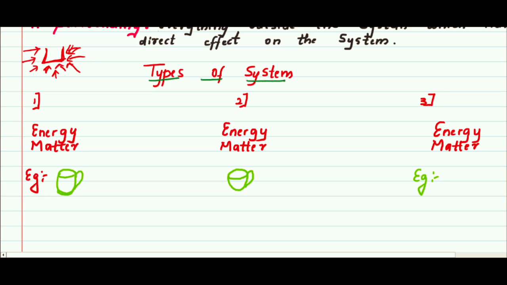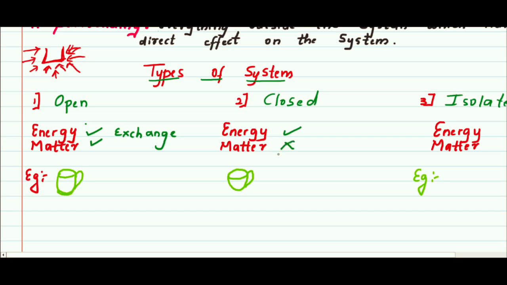Okay, so next thing is we will discuss the types of systems. So what are the types of systems and how many are there? There are three types of system. The first one is open system, the second one is closed system, and the third one is isolated system. In an open system, the energy as well as matter, both of them will exchange. But what happens in a closed system? Only the energy is exchanged but not the matter. What happens in an isolated system? Neither the energy nor the matter is going to exchange between the system and the surrounding.